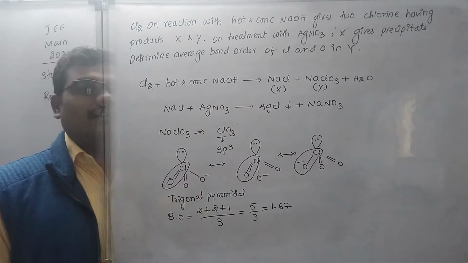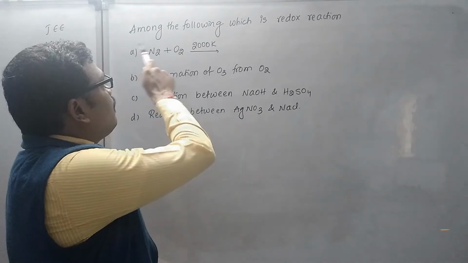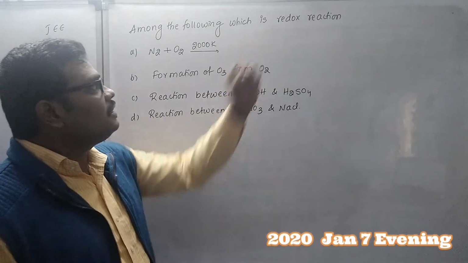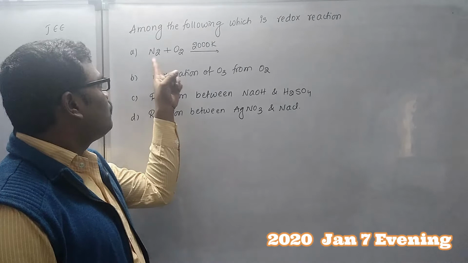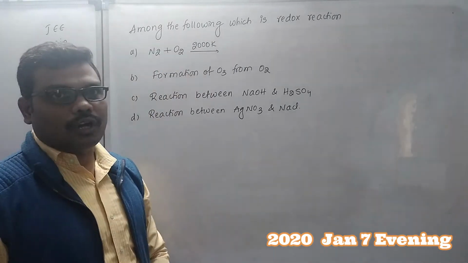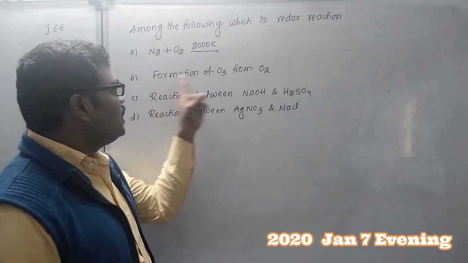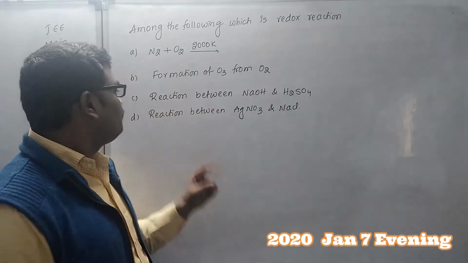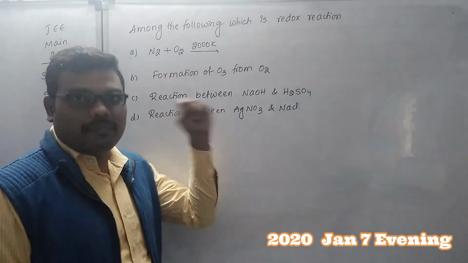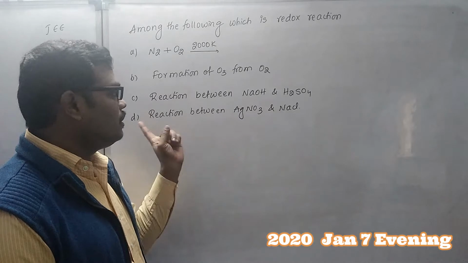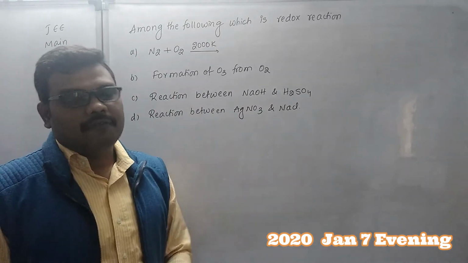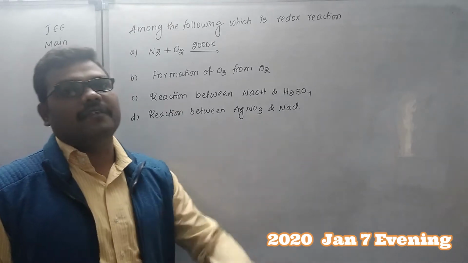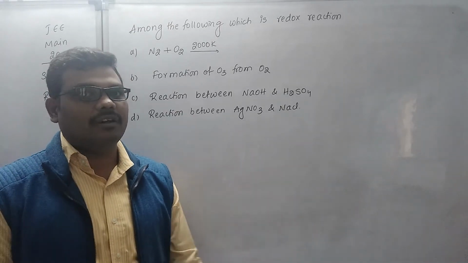And redox reactions. Among the following, which is a redox reaction? 4 options are given. N2 plus O2 at 2000 Kelvin. Formation of O3 from O2. Reaction between sodium hydroxide and H2SO4. Reaction between silver nitrate and sodium chloride. First we write the reactions and after that we identify whether it is a redox reaction or not.